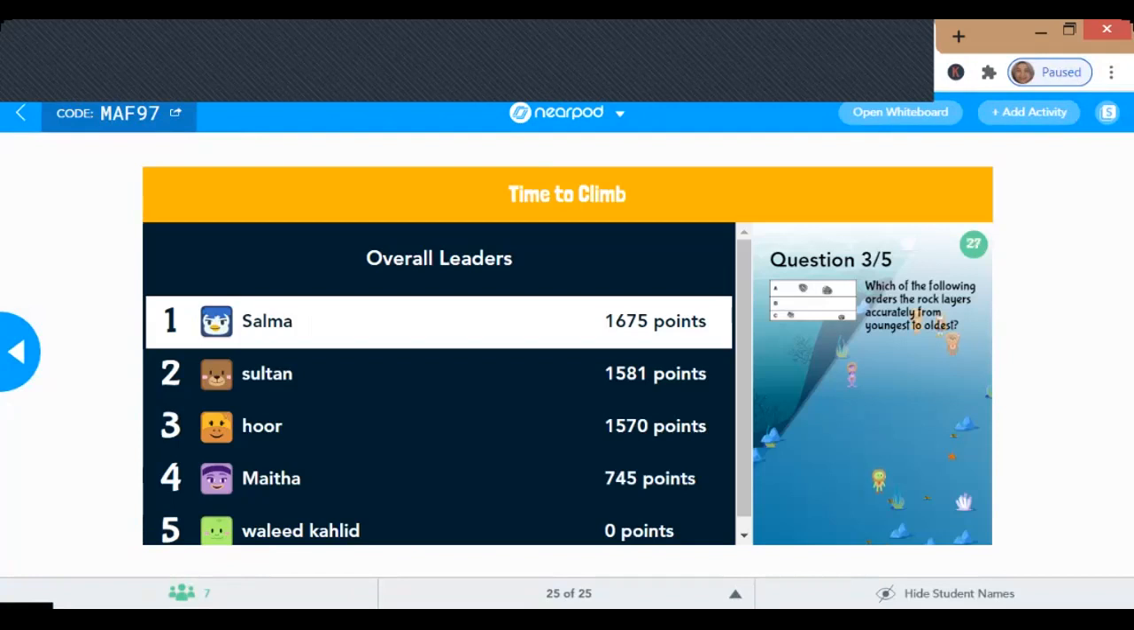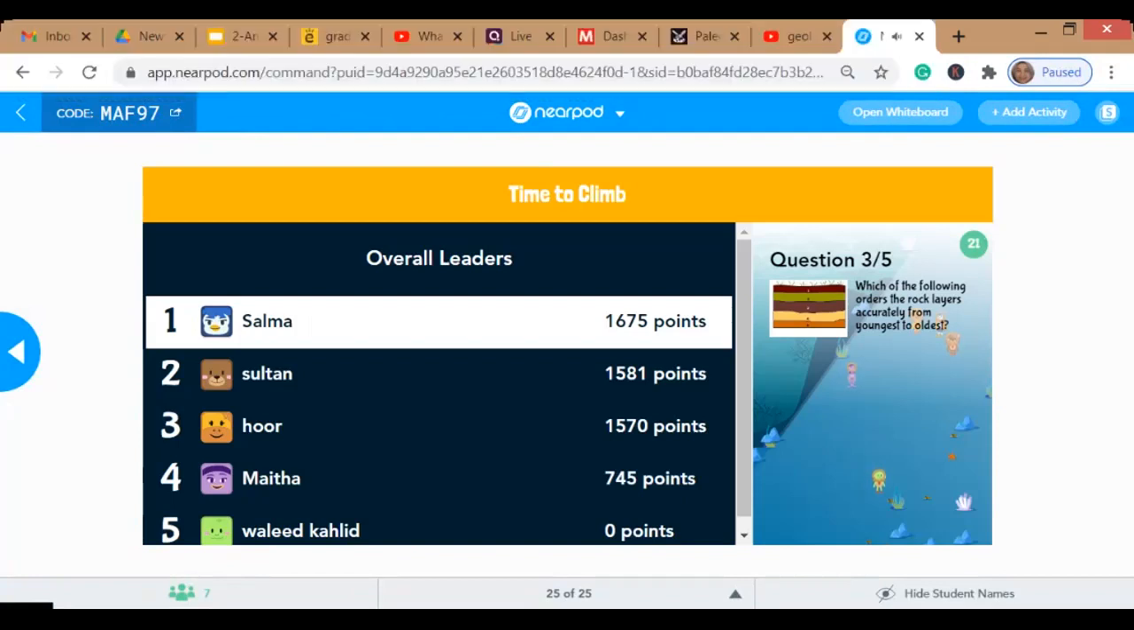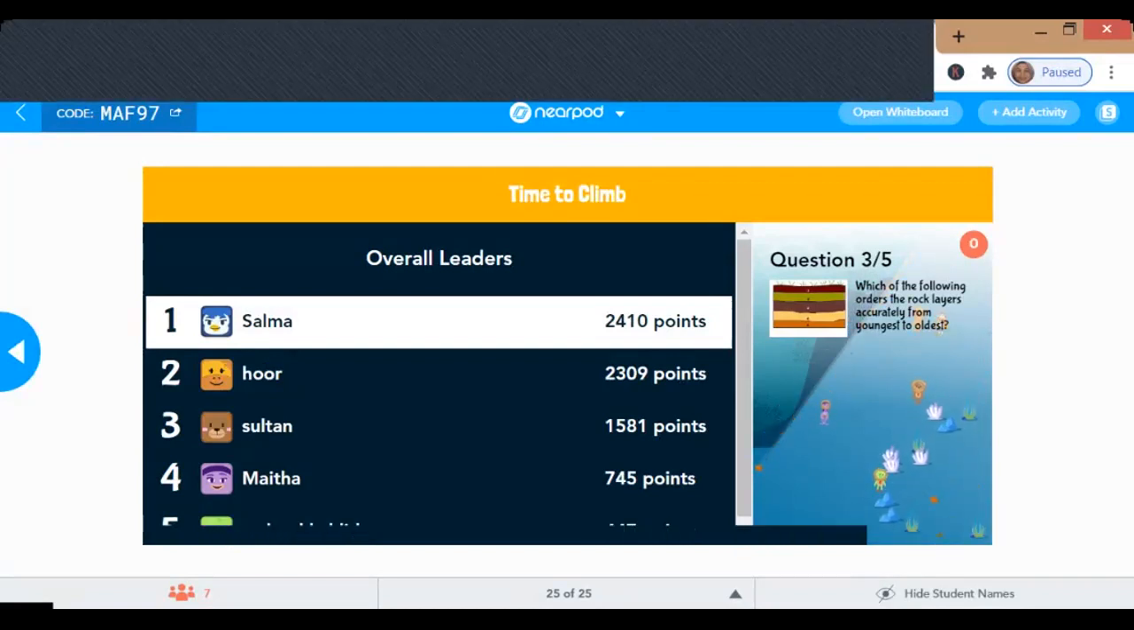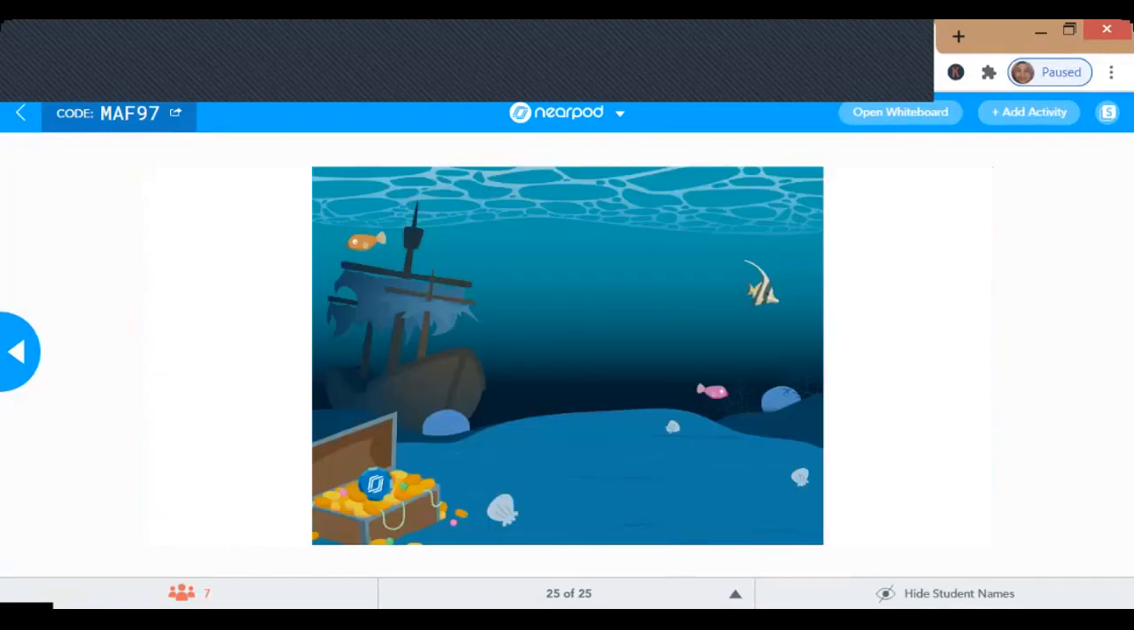Which of the following orders lists the rock layers accurately from the youngest to the oldest? You need to find the sequence. You can see there are options. You just need to click and select the correct one. Great. Well done, Walid. You are in the quiz.